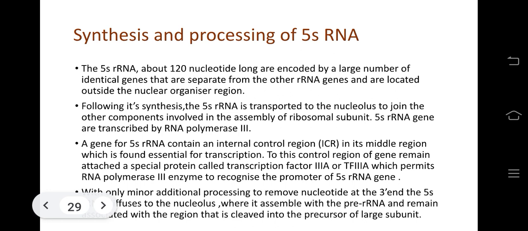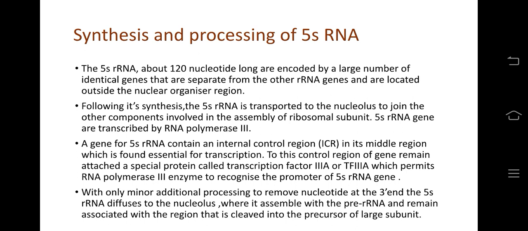Synthesis and processing of 5S RNA. The 5S RNAs, about 120 nucleotides long, are encoded by a large number of identical genes that are separated from other rRNA genes and are located outside the nucleolar organizer region. Following its synthesis, the 5S rRNA is transported to the nucleolus to join the other components involved in the assembly of the ribosomal subunit. The 5S rRNA gene is transcribed by RNA polymerase III.